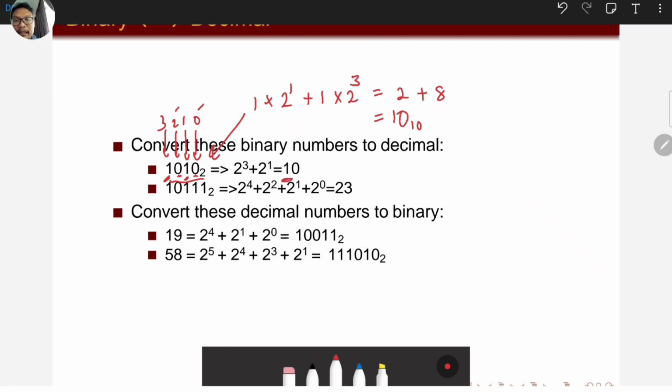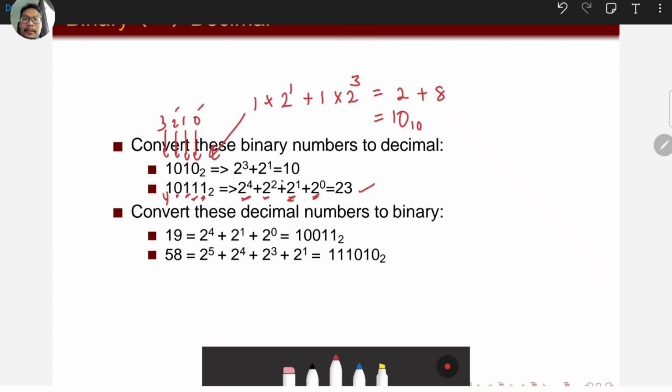Okay, similarly here, we can see that this is 2 to the power 4. So this is bit position 4. 0, 1, 2, 3, 4. So 2 to the power 4 plus 2 to the power of 2. Notice here there is no 2 to the power of 3, because that bit is 0. Plus 2 to the power of 2, plus 2 to the power of 1, which is this one, and plus 2 to the power of 0, which is this one. If we sum them all together, we are going to get 23.